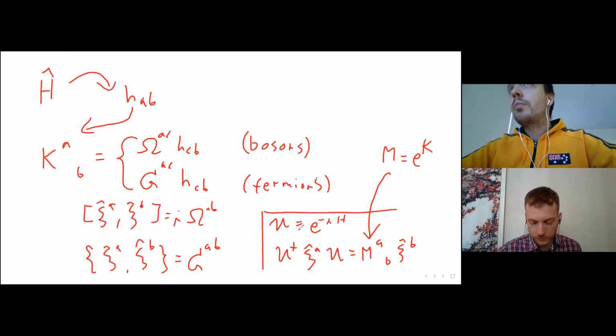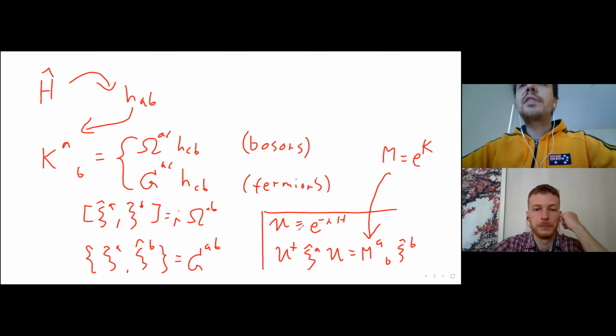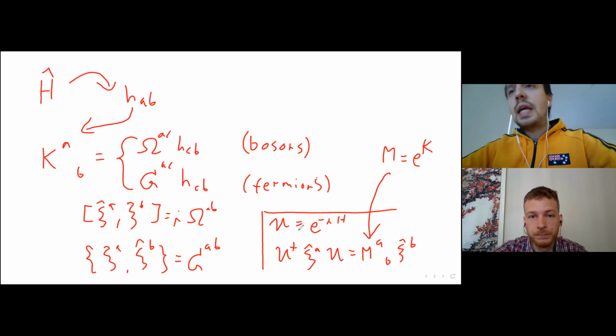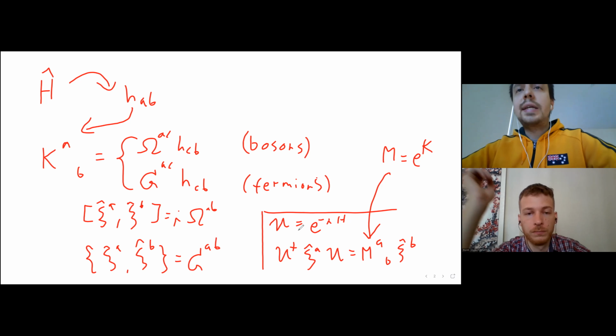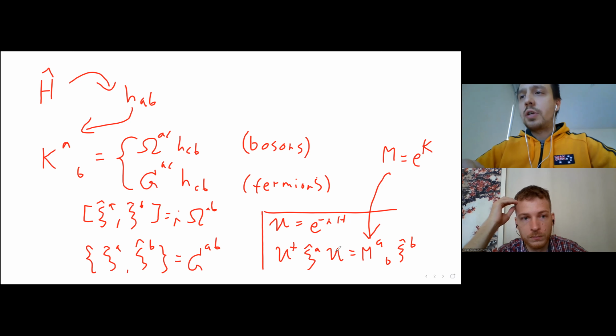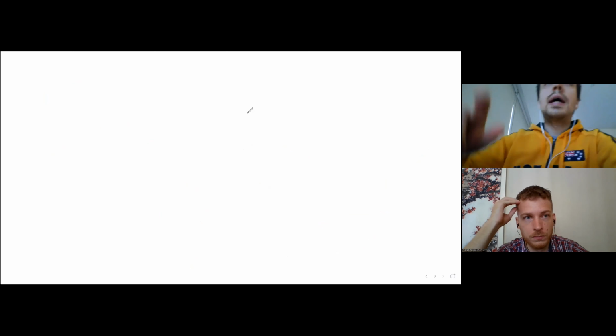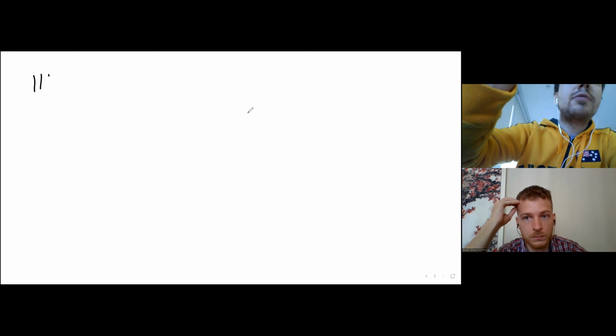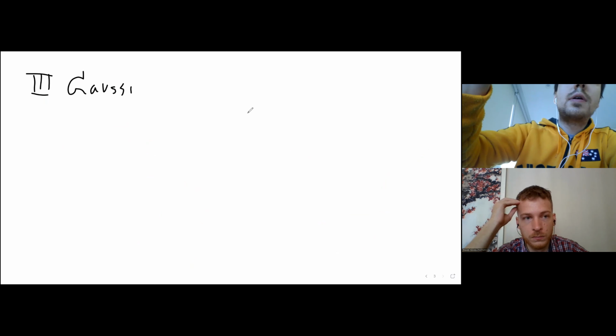An important property in the context of Gaussian states is that if we apply such a unitary to a Gaussian state, it stays Gaussian. But in order to understand these properties, I actually need to tell you what a Gaussian state is. And that is exactly what today's session is about. So the definition of Gaussian states. This is the third part, Gaussian states.